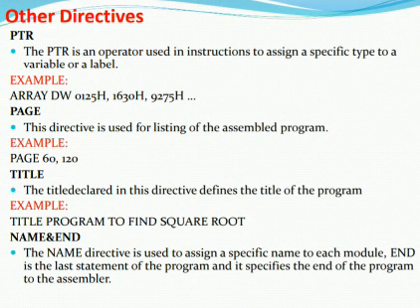And the next directive is TITLE. This title directive defines the title of the program. For defining the title, we use the TITLE directive. See the example, TITLE program to find the square root. And the next directives are NAME and END. The NAME directive is used to assign a specific name to each module. And the END directive is the last statement of the program and it specifies the end of the program to the assembler.